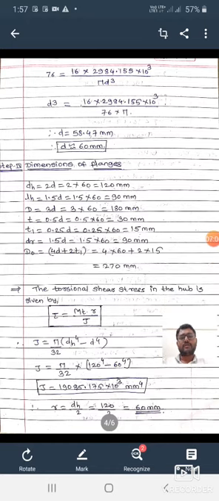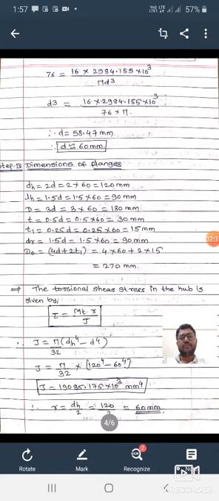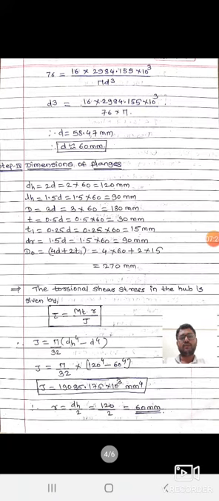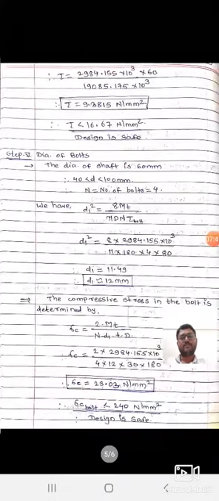Next, the torsional shear stress in the hub is given by tau equal to Mr by J, where Mt is the torsional moment. We know that here J is nothing but polar moment of inertia, pi by 32 into bracket Dh raised to 4 minus d raised to 4, that is J equal to pi by 32 into 120 raised to 4 minus 60 raised to 4. So J equal to 19085.175 into 10 raised to 3 mm raised to 4. Then our radius equal to diameter of hub by 2, that is 120 by 2, which is equal to 60 mm.